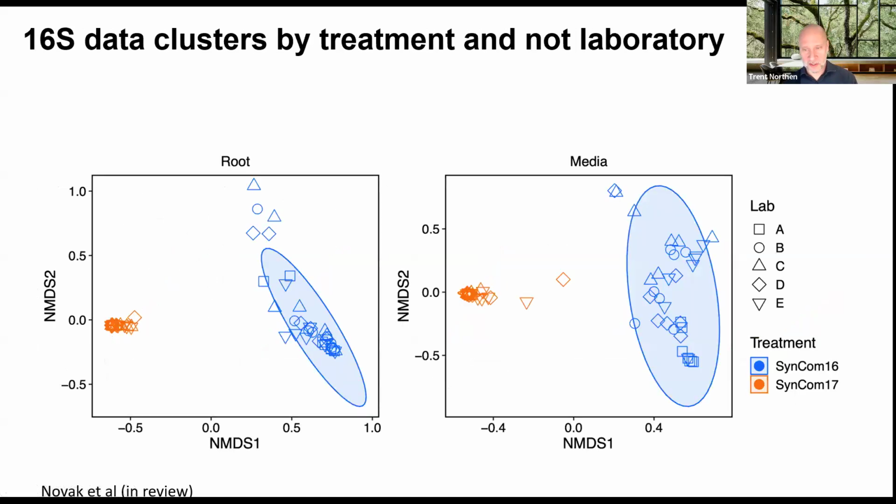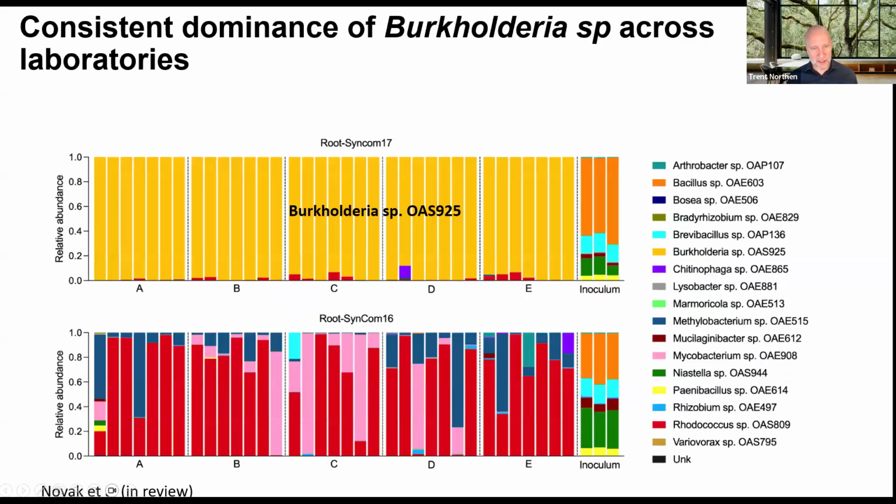And how about the community structure? Well, here we see very clear separation based on the community structure and not by the lab groups. Of course, the nightmare would be that it clusters by research groups, not by treatments. And here we get a nice separation that's by the 16-member versus the 17-member community. Nice clear separation. I mean, there is maybe a little bit of separation by labs, but nothing really dramatic.